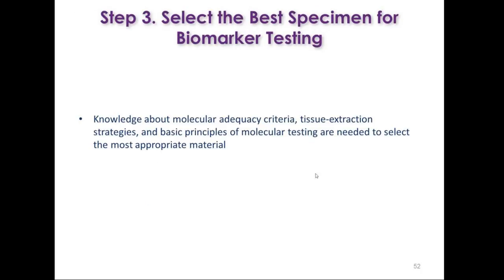Okay, so step 3 is selecting the right specimen for the biomarker testing, and it's ideally selecting the best specimen. So you want to know what the adequacy criteria are. You want to know what the tissue extraction strategies are. You want to know what the molecular lab is going to reject and what they're going to accept and what kind of platform they're using, so you can select the appropriate material for testing.